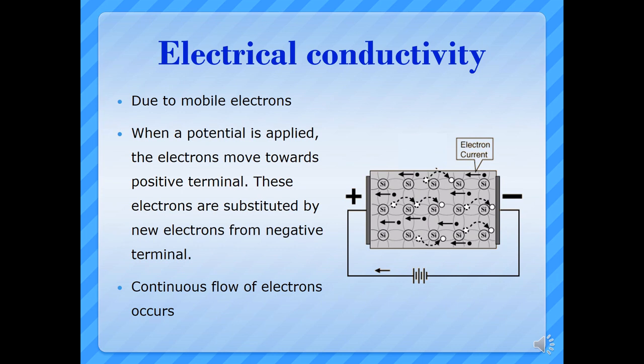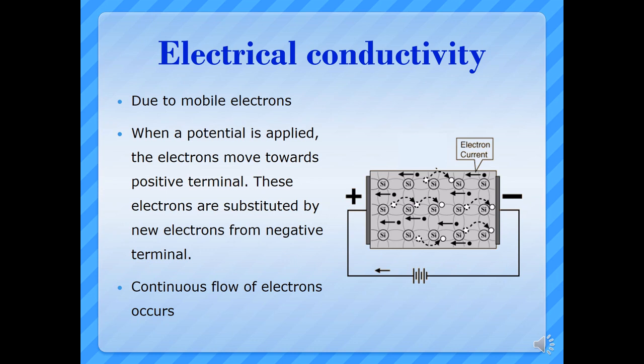We know metals are highly conducting in nature, and if we connect a piece of metal to an external potential, we can see the metal will conduct electricity. And according to free electron theory, this property of metals is due to mobile electrons. That means the electrical conductivity of metals is due to the presence of the mobile electrons in the metal lattice.